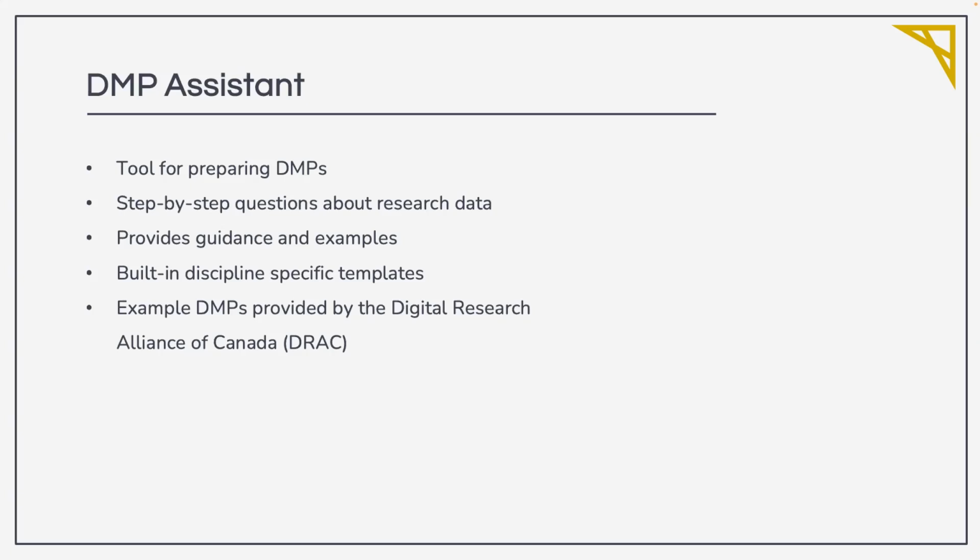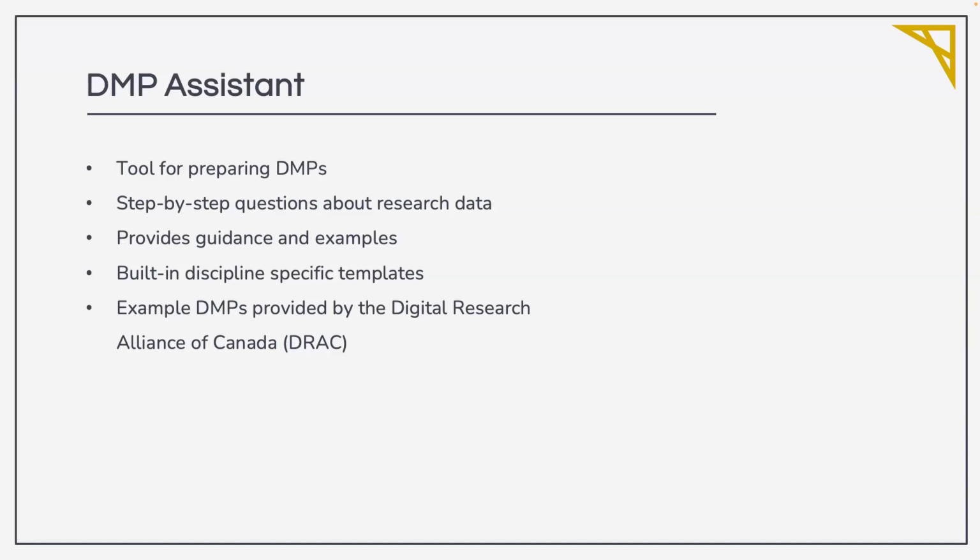I know that the term open science can be a bit alienating to people who might not see themselves in science, but this idea of open research is really about transparency and reproducibility, and DMPs really provide that type of agency. The DMP Assistant provides guidance and examples.